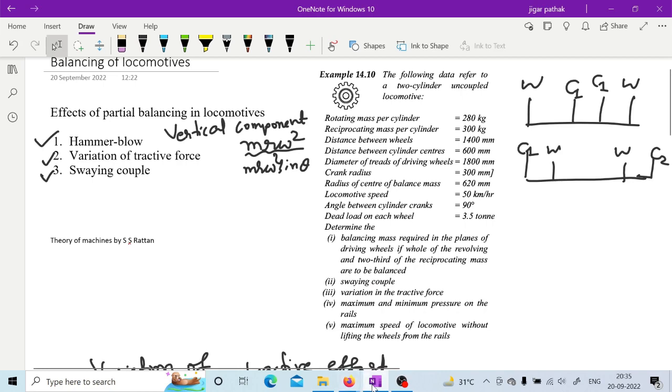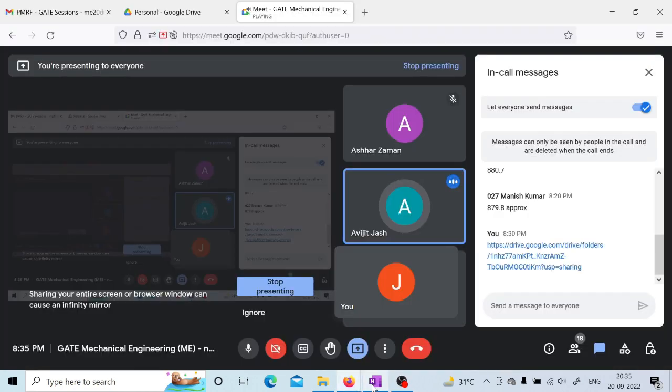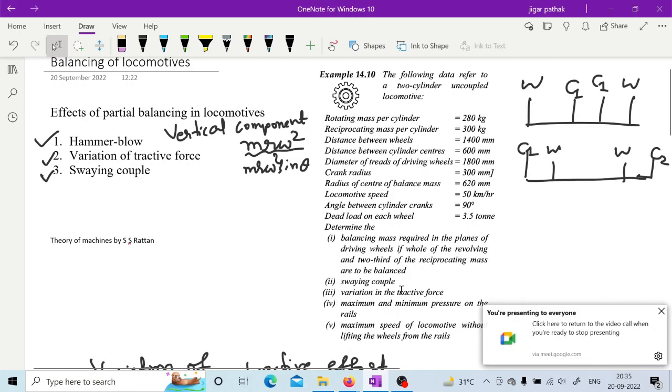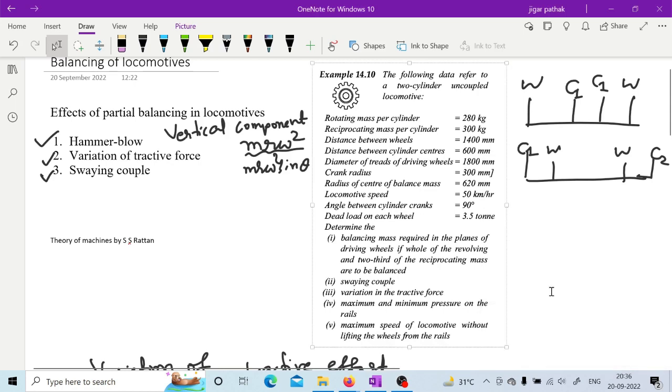Yes, sir. Then the swaying couple you need to find. Then the variation in the tractive force you need to find. Then the maximum and minimum pressure on the rails, and then the speed of the locomotive without lifting the wheels from the rails. So we can see all one by one.